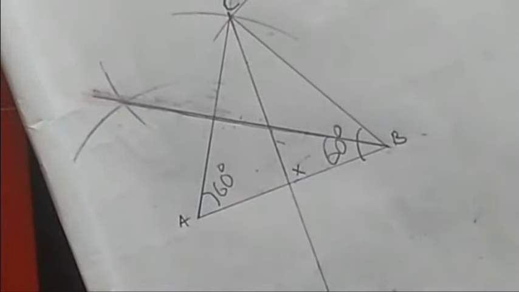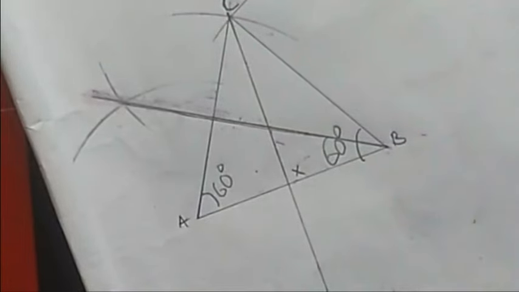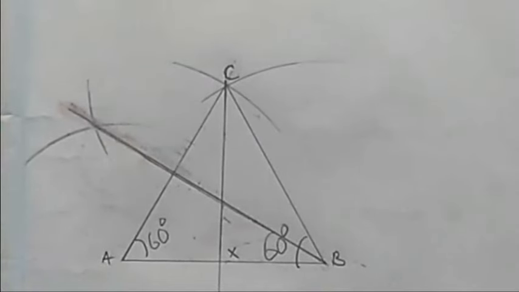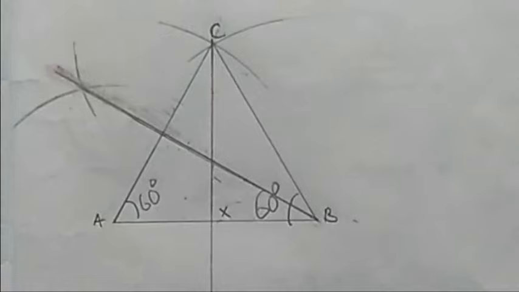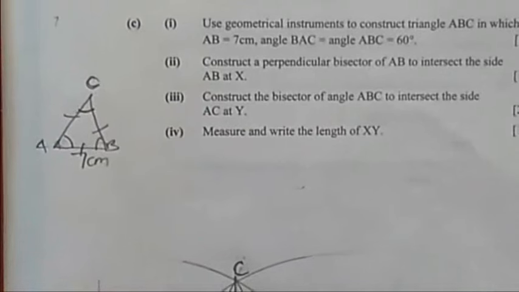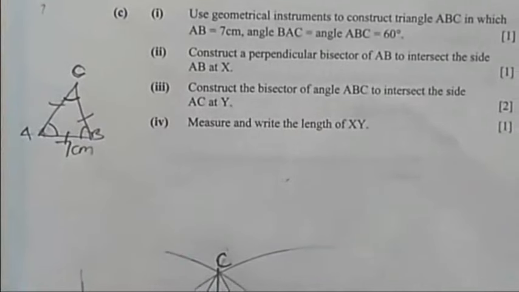That's why the mistake came, because I didn't use this to prick the page so that I can put my ruler very well. Okay, so you need to make sure you do this. So once you have done this, then this is the drawing you have done, and you have constructed the triangle very well, and you have drawn these lines. You have bisected the angles and the sides very well. So the next question is in question C4. Okay, so question C4 was: measure and write the length of XY.